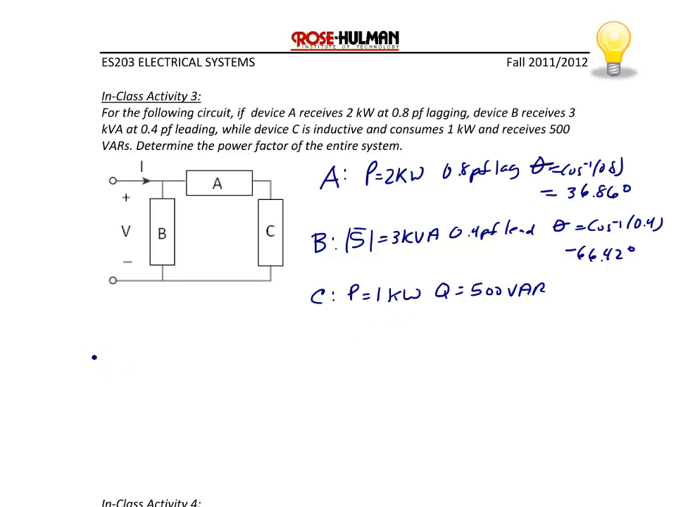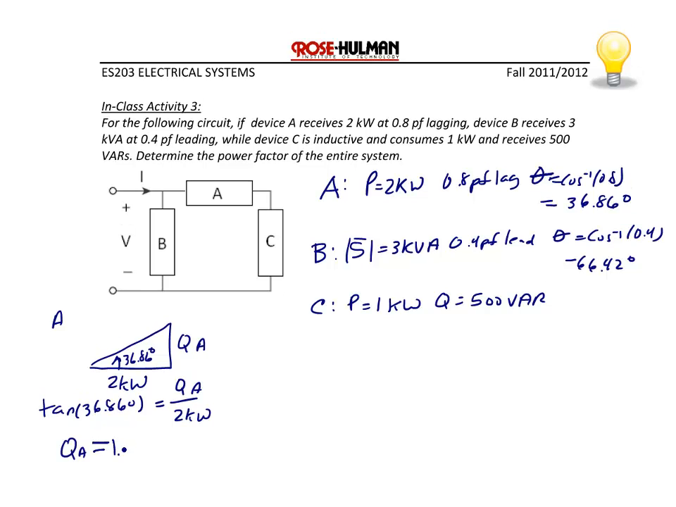So let's draw the power triangle for load A. For load A, I know that the power, the average power, is 2 kilowatts, and I know that this angle is 36.86 degrees. And what I want is Q. So if you think about trigonometric relationships, that's the tangent. So the tangent of 36.86 degrees is equal to QA over 2 kilowatts. So QA is equal to 1.5 kVAR.